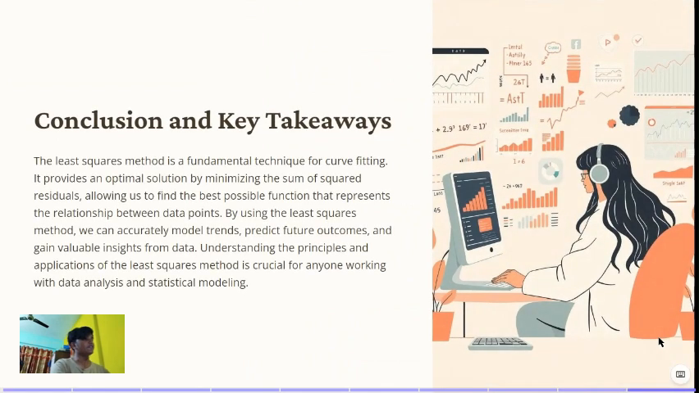Conclusion and key takeaways. The least squares method is a fundamental technique for curve fitting. It provides an optimal solution by minimizing the sum of squared residuals, allowing us to find the best possible function that represents the relationship between data points. By using the least squares method, we can accurately model trends, predict future outcomes, and gain valuable insights from the data. Understanding the principles and applications of the least squares method is crucial for anyone working with data analysis and statistical modeling.